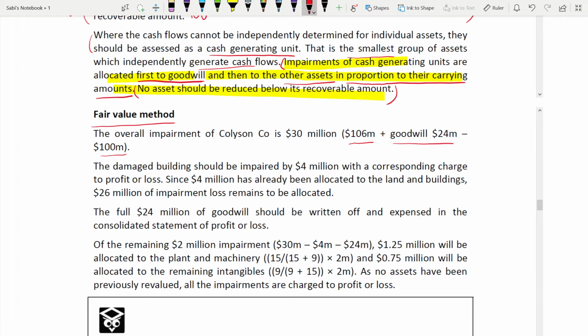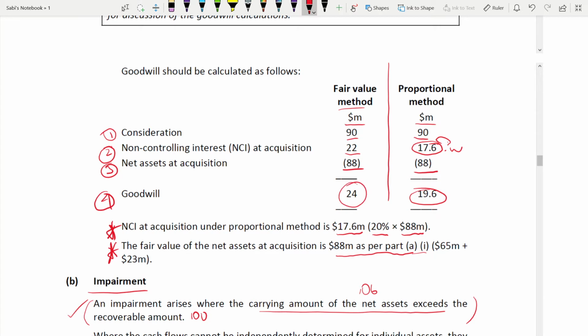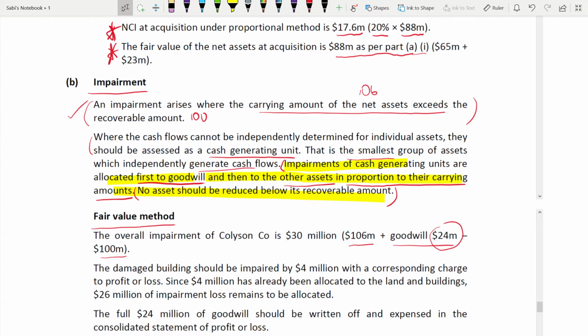Okay, the goodwill between the two methods is different. That's why we are doing this. The goodwill under fair value is 24 million. If you don't remember, you can see this 24 million. That's the goodwill, because you have to allocate first against goodwill. So you need this goodwill also from here.